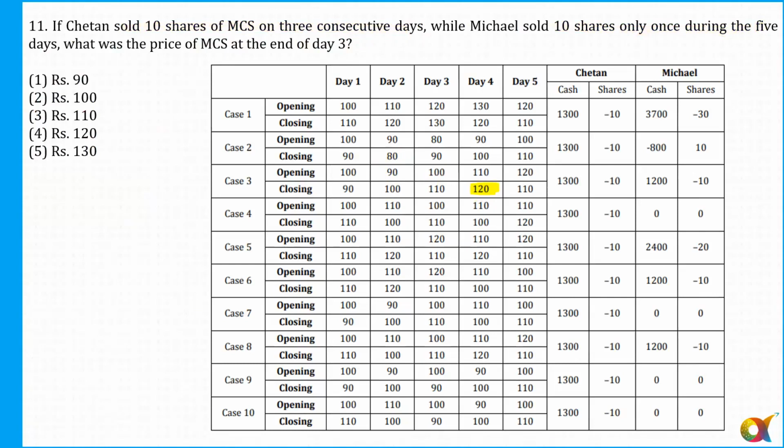And let's check the condition for Chetan. 3 consecutive days. Is it possible? 110 is an increase and 100 movement, it is an increase. So 3 consecutive days it is increasing, so it means he is also selling. Chetan is also selling on these 3. So case 3 is satisfying. So what was the price of MCS at the end of day 3? The answer is 110. Any doubts now? Case 3 satisfies both the criteria, so the answer is this one. I do not need to go for other options.